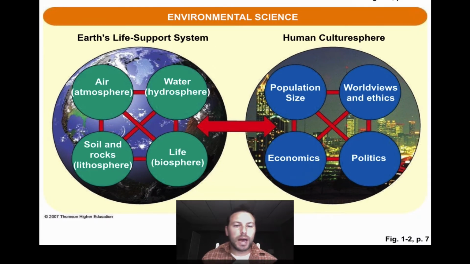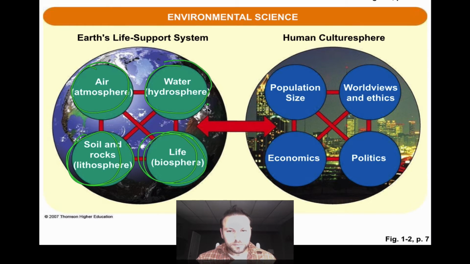In environmental science, the Earth has a number of different life support systems, different spheres that it relies on to maintain itself, whether humans were here or not. We have the atmosphere, the water or hydrosphere, our lithosphere, which is basically everything we're standing on, and our biosphere. These four spheres basically overlap with humans.